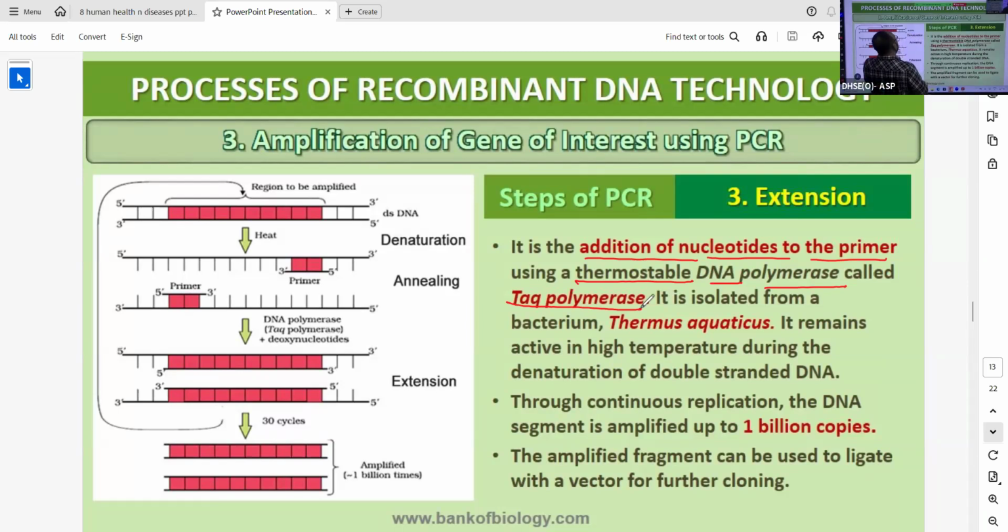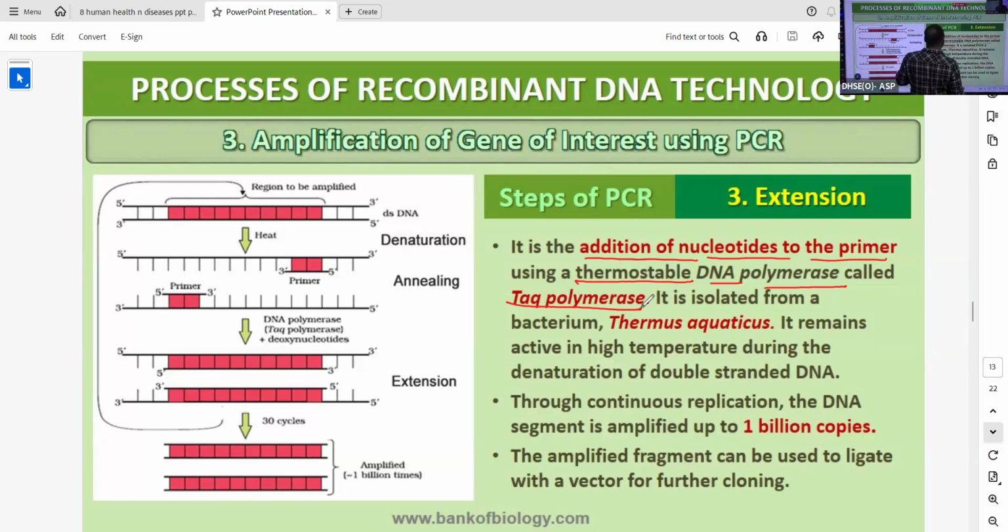समझ गए? तो प्रथम denaturation करा गया, ठीक है. उसके बाद annealing करवा दिया, and finally the extension. ठीक है जी. Right? Through continuous replication, the DNA segment is amplified up to 1 billion copies. The amplified fragment can be used to ligate with a vector for further cloning.